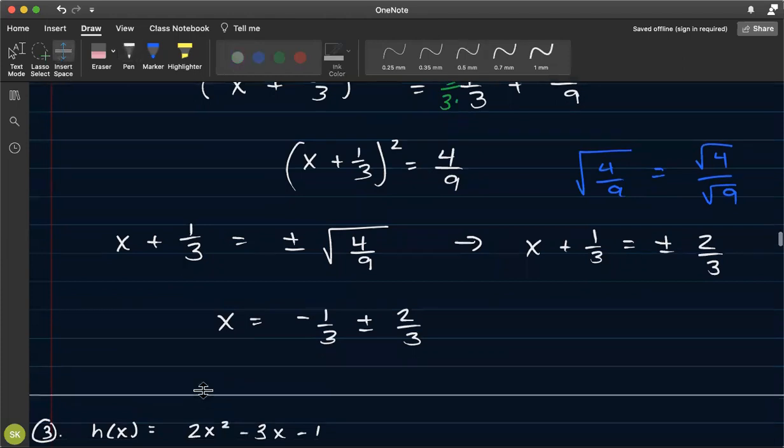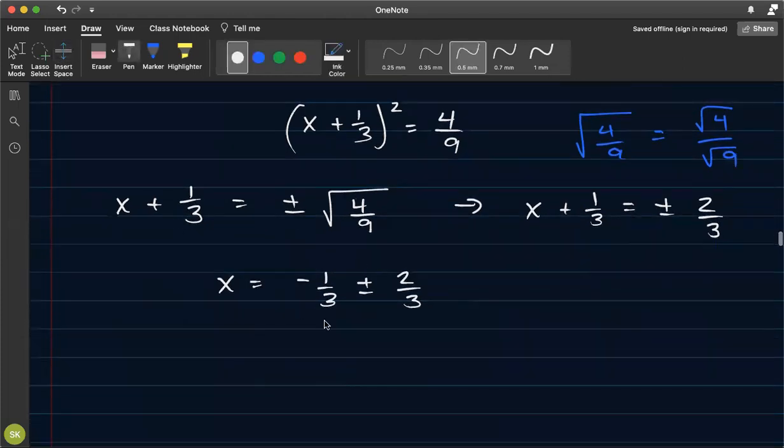Now, this is written in the form where you can see we have two solutions, and we've written both of the solutions as one equation here. But this actually breaks down really nicely. Let's separate them. We get x is equal to negative 1/3 plus 2/3, and x is equal to negative 1/3 minus 2/3. Those are our two solutions.